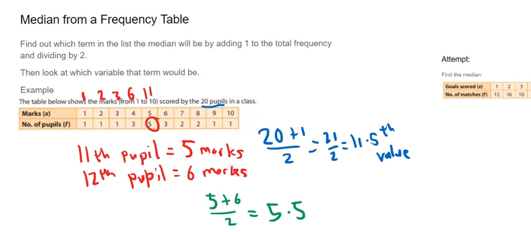And if you did it from the list, you should have got two values in the middle, which were 5 and 6, and then you add them together and divide by 2 anyway. So that's the median here.